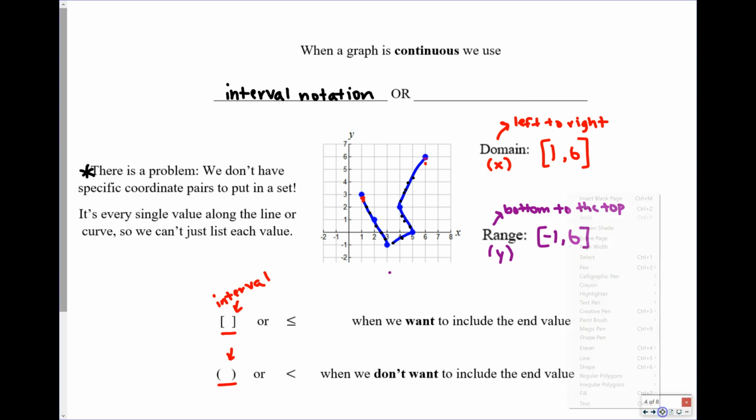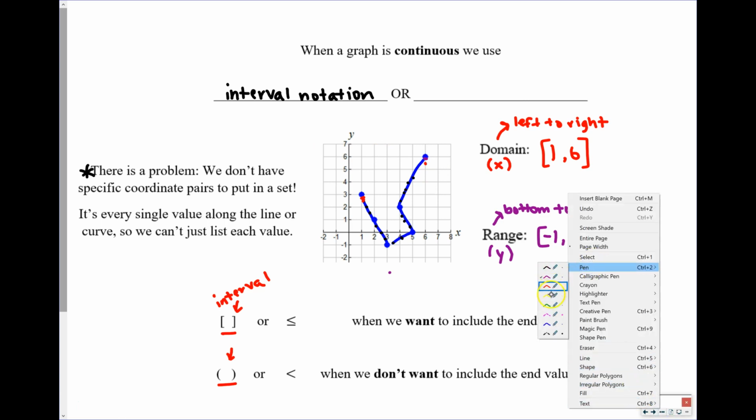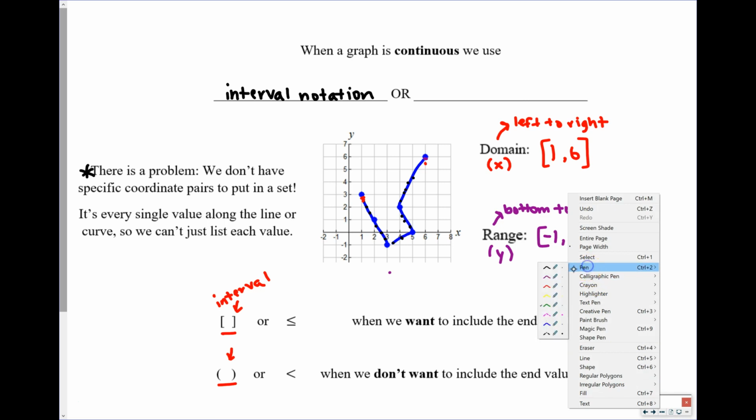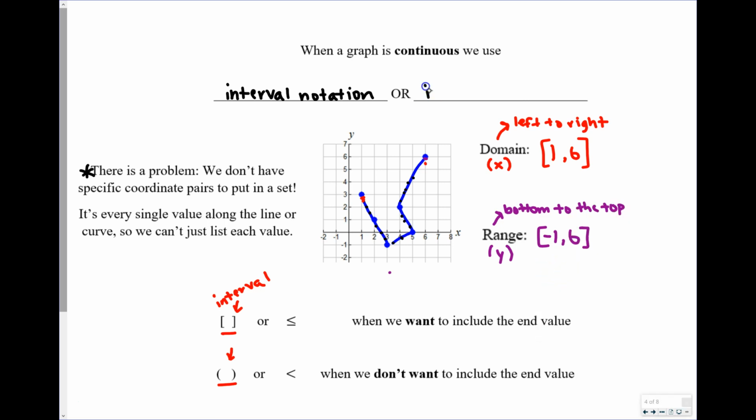The other notation that we have to know, because this is going to come up in Algebra 2 a lot, is called inequality notation. So inequality notation is the other way we do this. And you surprisingly did this in the last unit. I promise I don't teach you guys things that won't come up later. I don't want to waste your time.